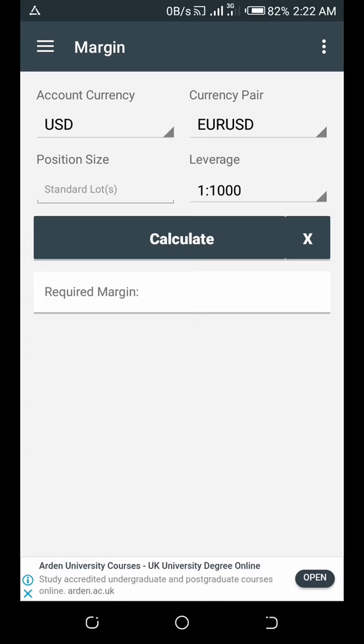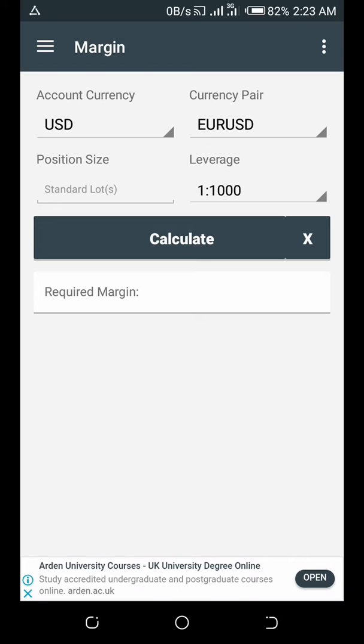The higher your leverage, the higher the risk of your money. You expose your money to the market. So 1:1000 is cool, it's good for fundamentals trading. For technical, you can use 1:400, 1:300. But for fundamentals, make sure you are using at least 1:1000.